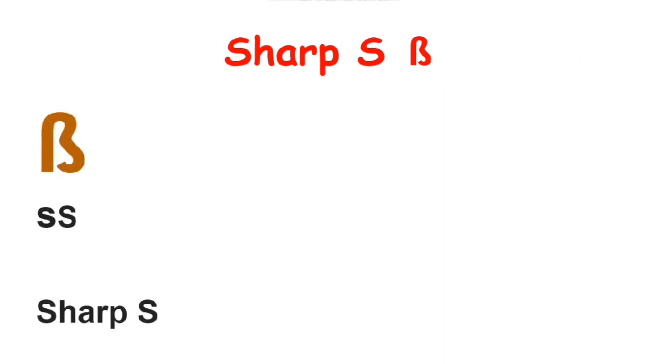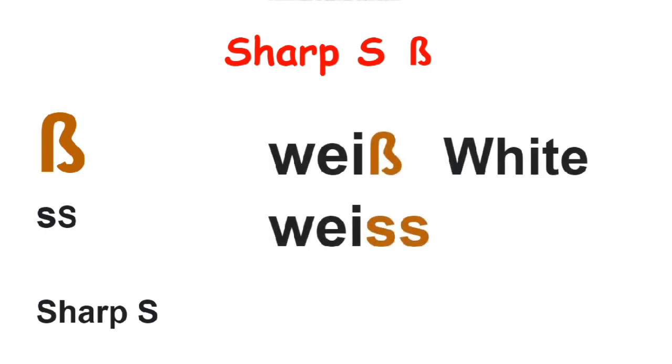In addition to 26 letters and 3 umlauts, there is one more letter in the German language, that is called Eszett or sharp S. Here you can see the shape of sharp S. This letter is pronounced as S in the word weiß, which means white in English.